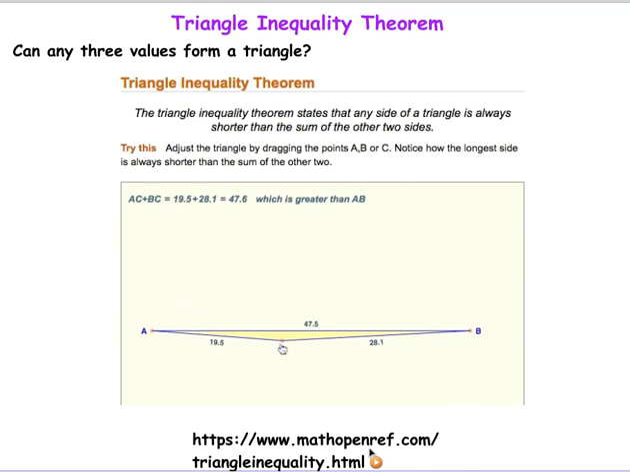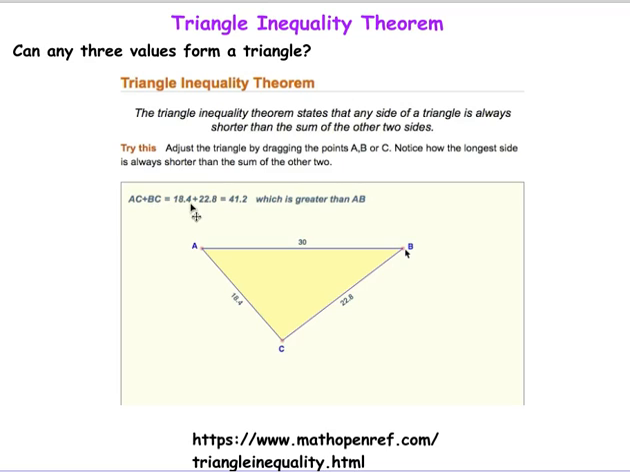And if you go to this website, mathopenref.com, you will be able to play with this widget, and you can see that we have the sum of any two sides, and we're trying to compare it to the third side.